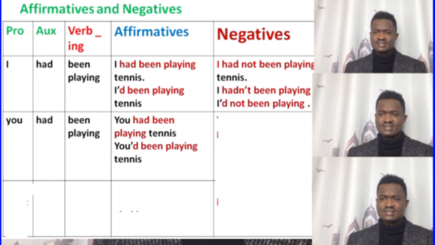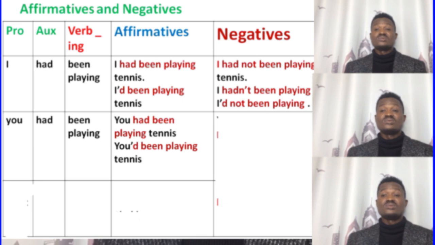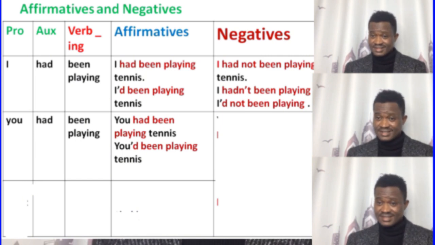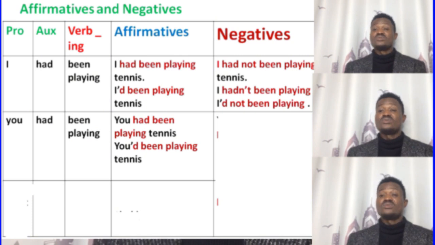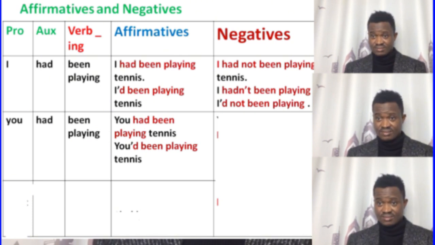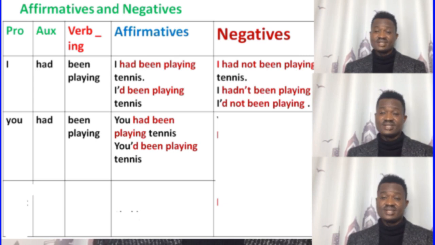You'd been playing tennis. So the contraction of you had is going to be you'd. Faster, like: you been playing tennis. But to say it clearly, you'd. Okay? You had, you'd. But when I say it faster, you can still hear the D sound. You'd been playing tennis. Alright?